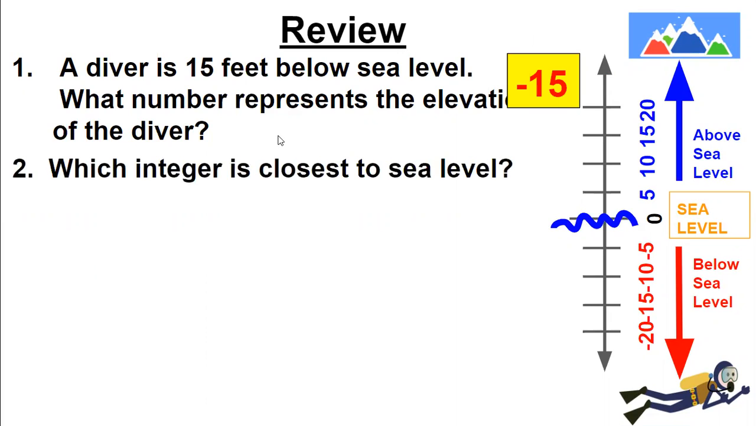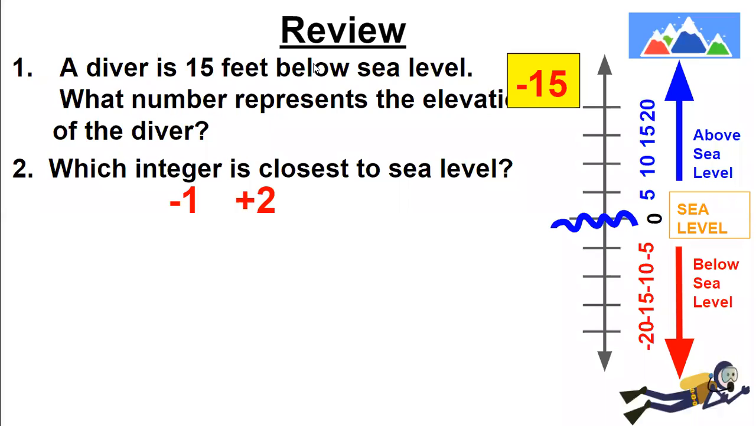Which integer is closest to sea level? Here are your choices. Which integer is closest to sea level? Doesn't matter if it's above 0 or below 0, above sea level or below sea level. It just has to be closest to 0, okay? So let's get rid of the negative 7 and the positive 7. They're farther away, aren't they?